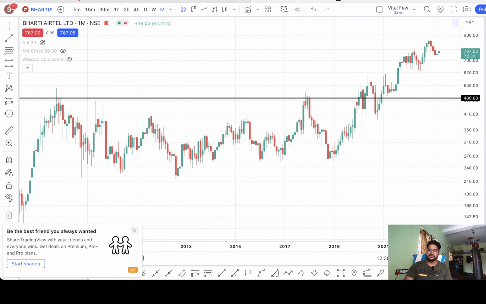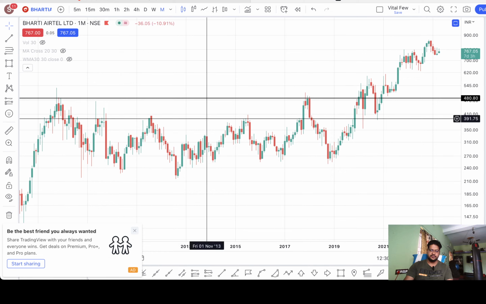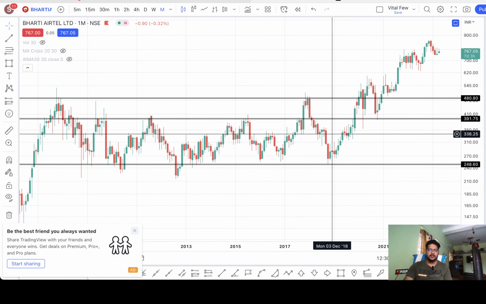Okay, and then let me first draw all the lines, then I will explain which one has more significance over the other. Okay, I will draw one more line here. I can clearly see one more line here. Okay, one more here. So as this has been going sideways, there are multiple levels of support and resistance. So this makes it very critical.